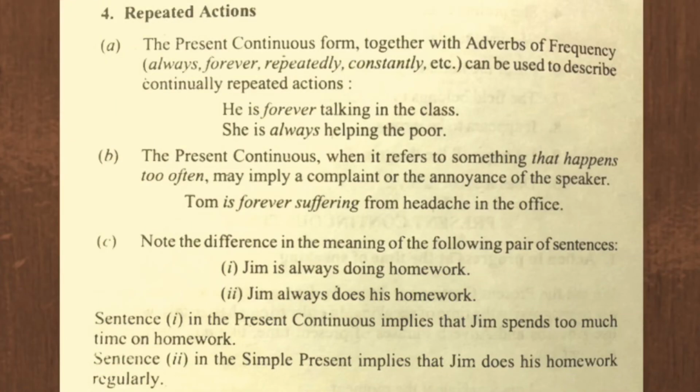Point 4. Repeated actions. The present continuous form, together with adverbs of frequency like always, forever, repeatedly, constantly, etc., can be used to describe continually repeated actions. For example, he is forever talking in the class. She is always helping the poor. The present continuous, when it refers to something that happens too often, may imply a complaint or the annoyance of the speaker. Tom is forever suffering from headache in the office.